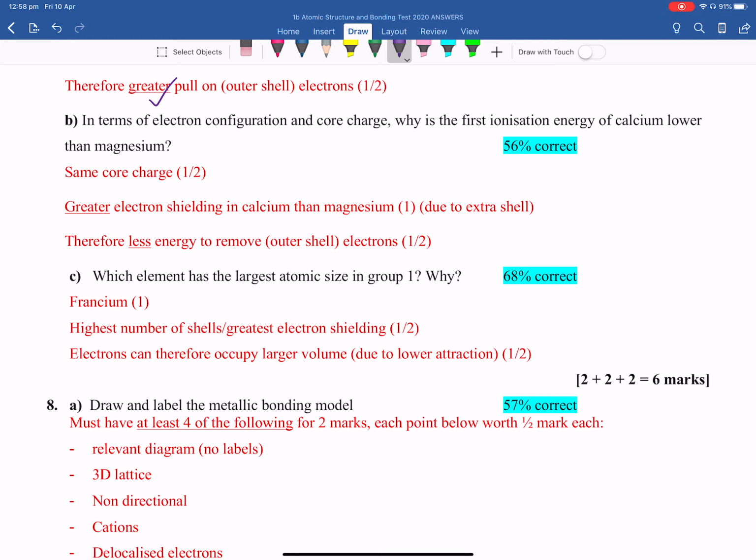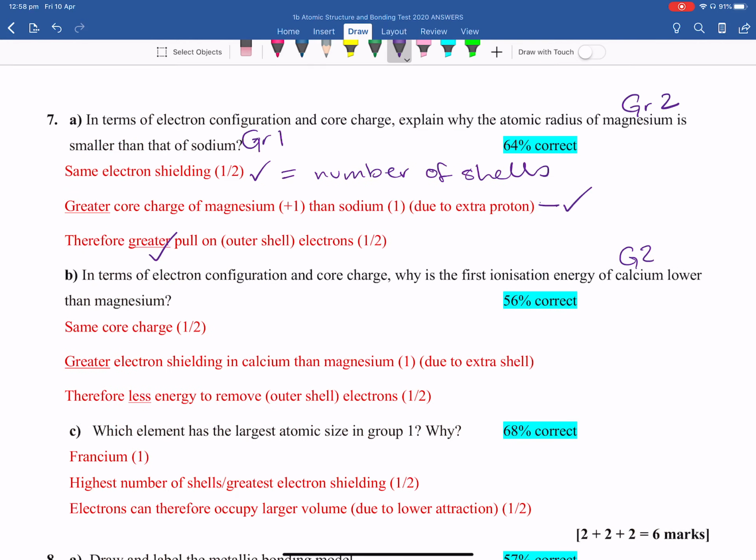In the second question, why is the first ionization energy of calcium lower than magnesium? Calcium is in group 2 and period 4, magnesium is in group 2, period 3. So therefore we've got greater electron shielding because there's an extra shell. That was our first point that I needed there, and that was worth a whole mark. Because they're in the same group, they have the same core charge.